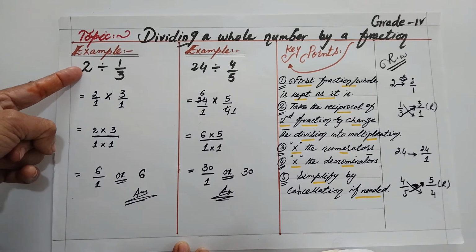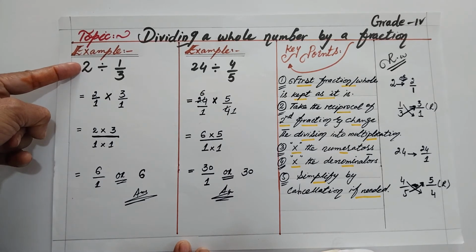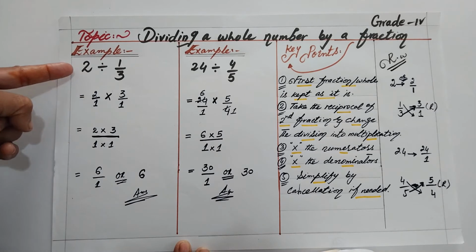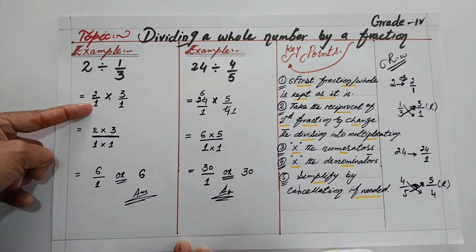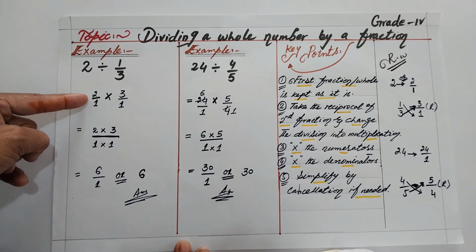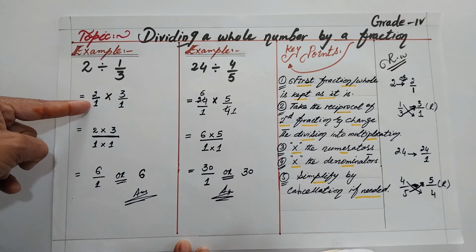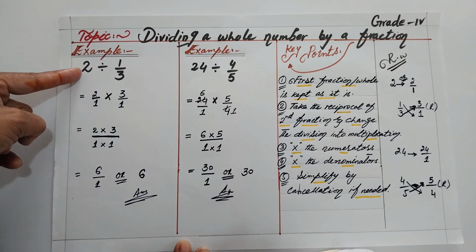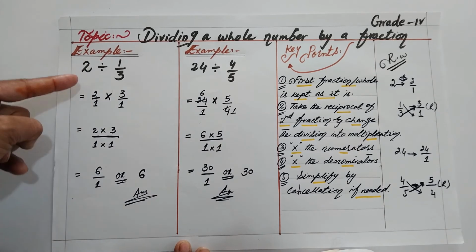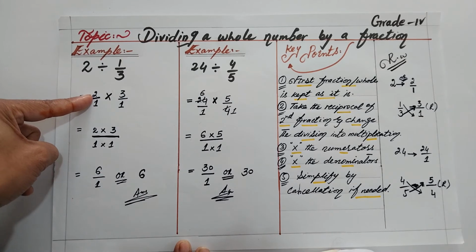And here, as I told you, you have to write the first number, whole number or fraction, as it is. Here I am putting 2 as 2 over 1, so 2 and 2 over 1 are the same; both have the same values. There is no difference between 2 and 2 over 1, because when we take 1 as a denominator, it will not affect the value of 2. You can also write 2 as it is, because it will not affect the values.